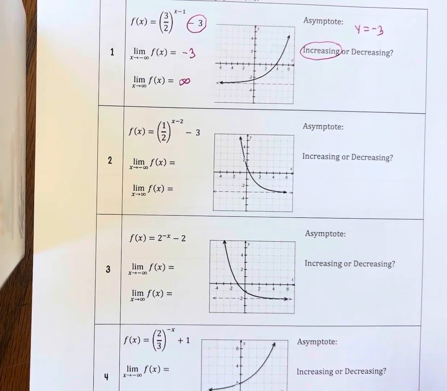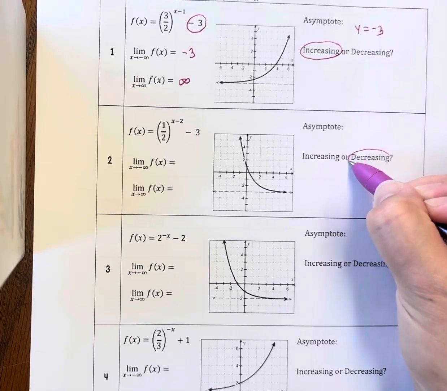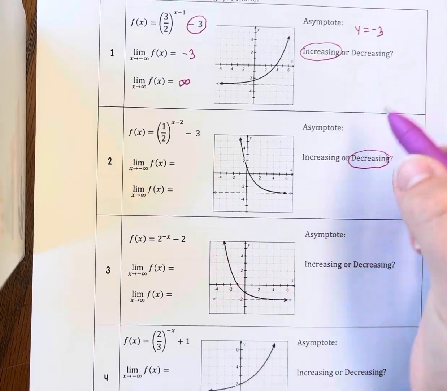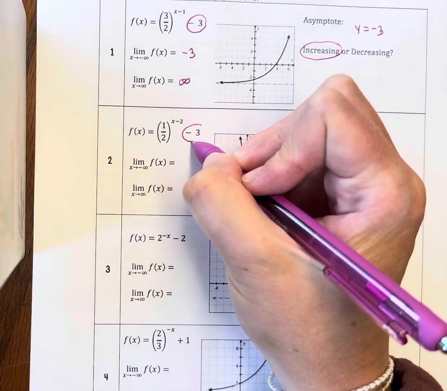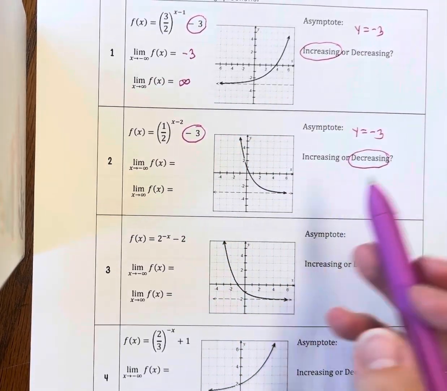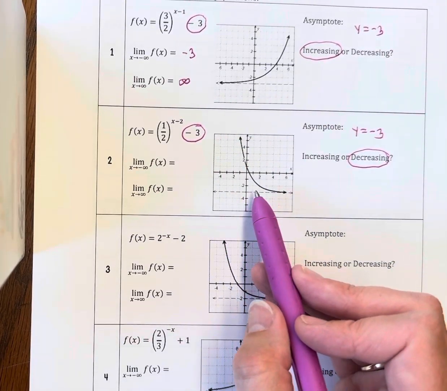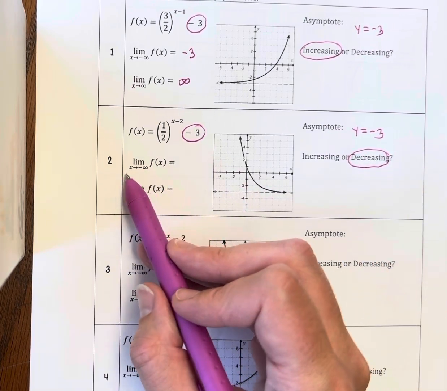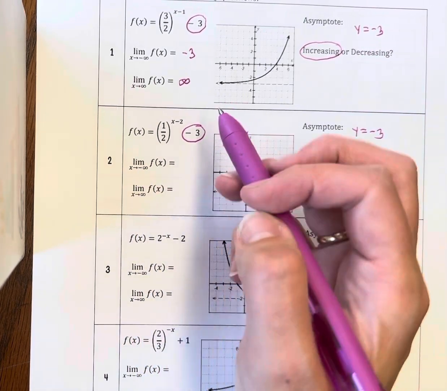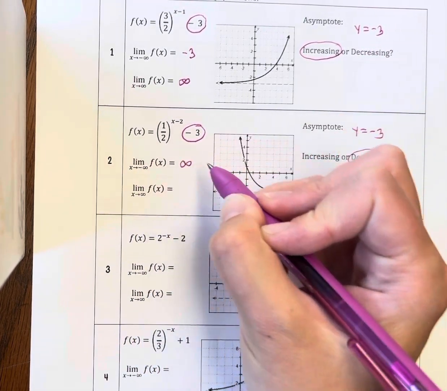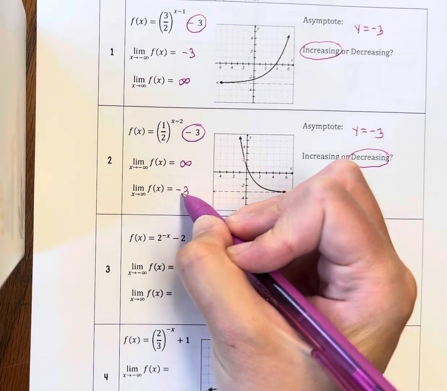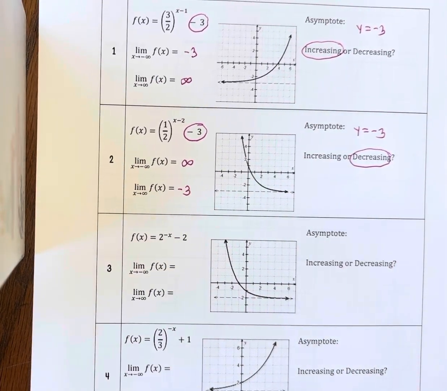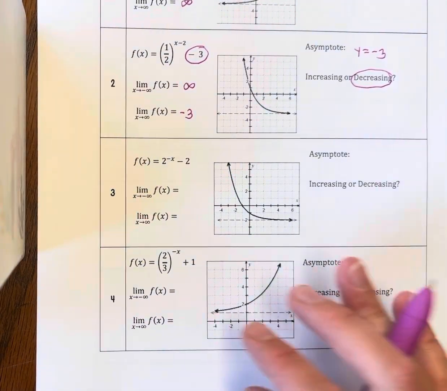For the second one, we have a decreasing graph where the asymptote is also at -3. So that's this number right here. And so our graph is on the left side, as x approaches negative infinity, it's pointing up towards infinity. And on the right side, it's pointing towards the asymptote, which is -3. Now you're going to try to be able to do these without looking at the graph.